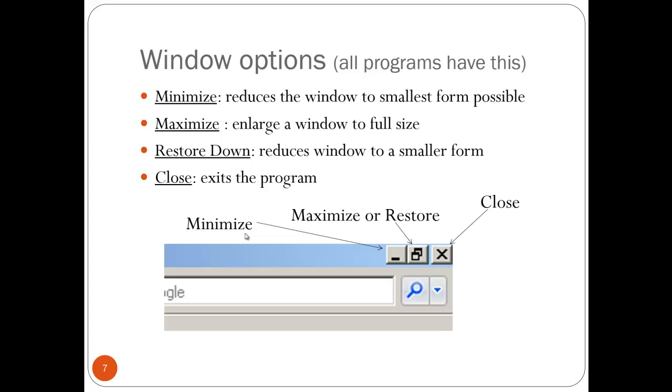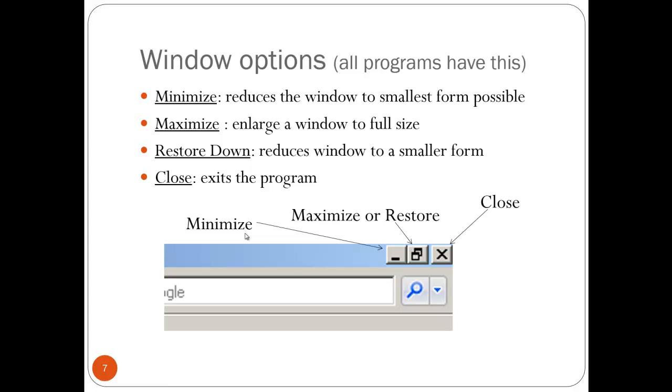The first one on the left is our minimize button. It's like an underscore. And what this does is that it reduces the window to the smallest form possible, and it brings it down to the taskbar.